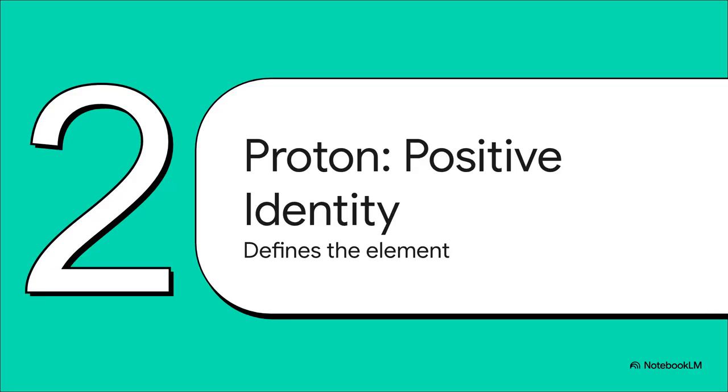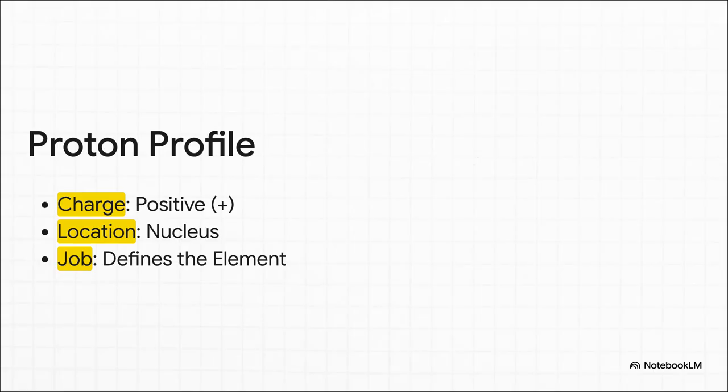Okay, let's meet the first resident of that nucleus, and you could argue it's the most important character in this whole atomic story. This is the proton. It's the particle that gives an atom its fundamental identity. So let's break down its profile. The proton has a positive charge, and it lives packed right inside that nucleus. But its number one job, its whole reason for being, is to define exactly what element an atom is.